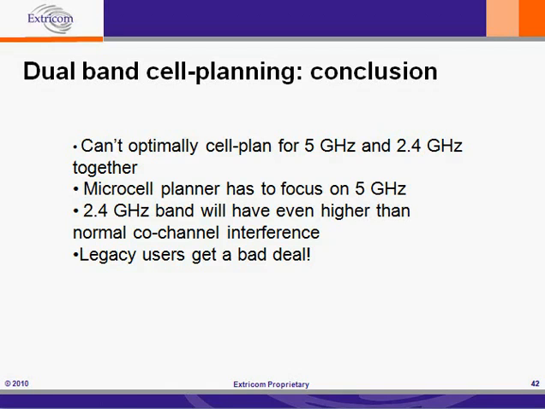So, to sum up the implications of dual band cell planning that we need to do for 802.11n, the first conclusion is that one cannot optimally cell plan for 5 GHz and 2.4 GHz together in a microcell environment. Second conclusion is that the microcell planner has to focus on 5 GHz, which means that the 2.4 GHz band will have even higher than normal co-channel interference. The bottom line is that legacy users get a bad deal.